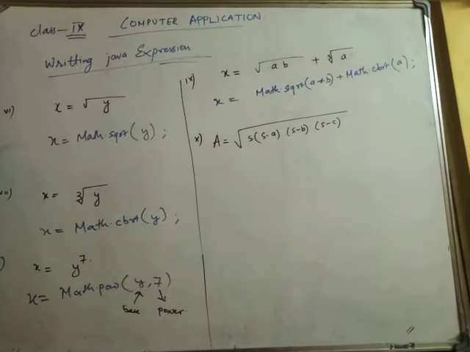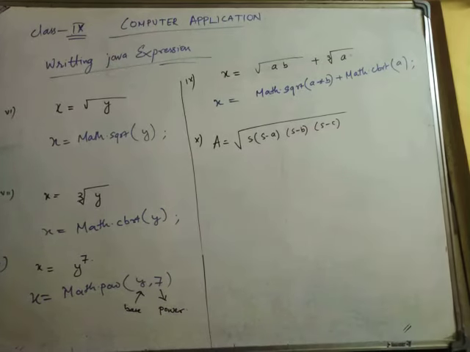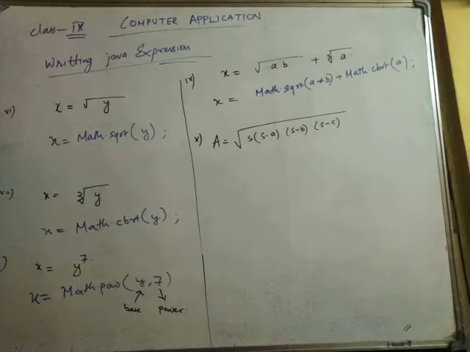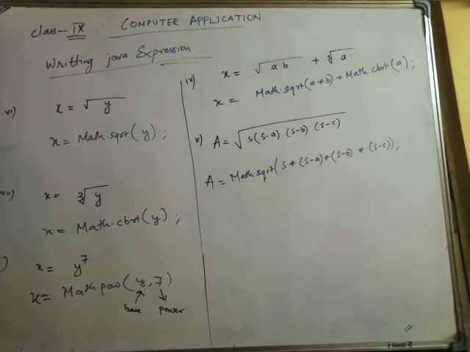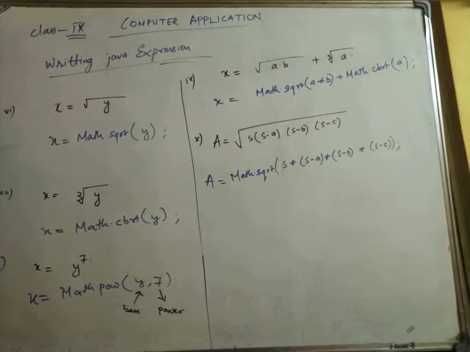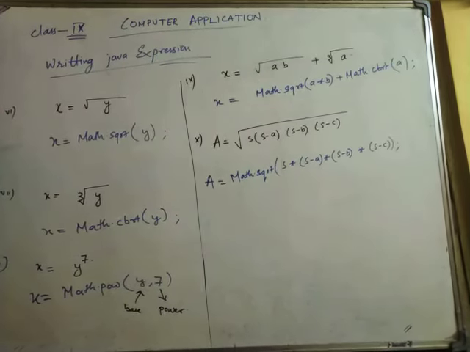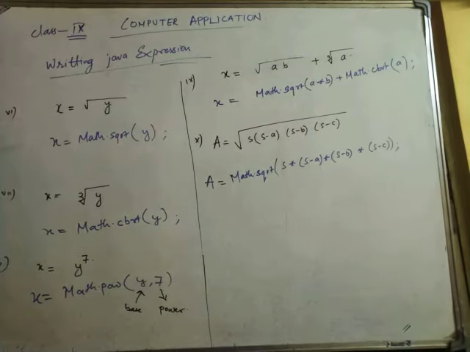Again the root is for the whole term, so you have to write math.sqrt, and in that bracket you have to write the inside term which is present. So we'll write a equals math.sqrt in the bracket s into s minus a into s minus b into s minus c. Okay, this is how you have to write.